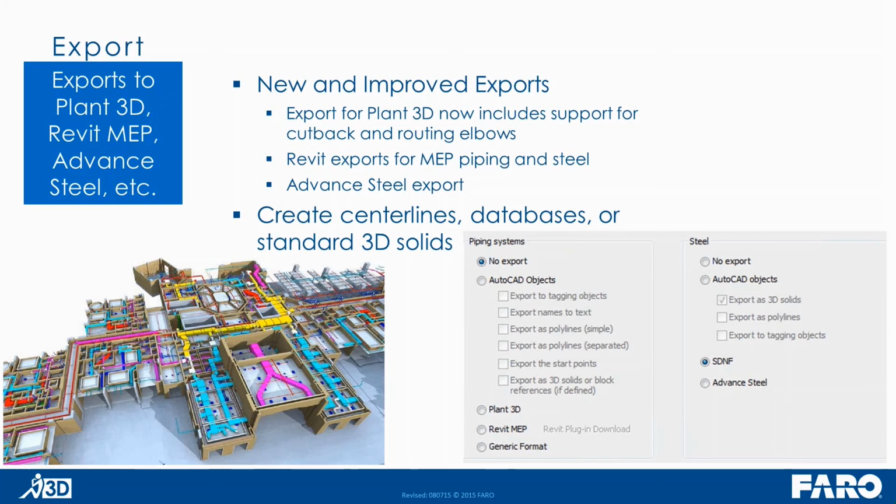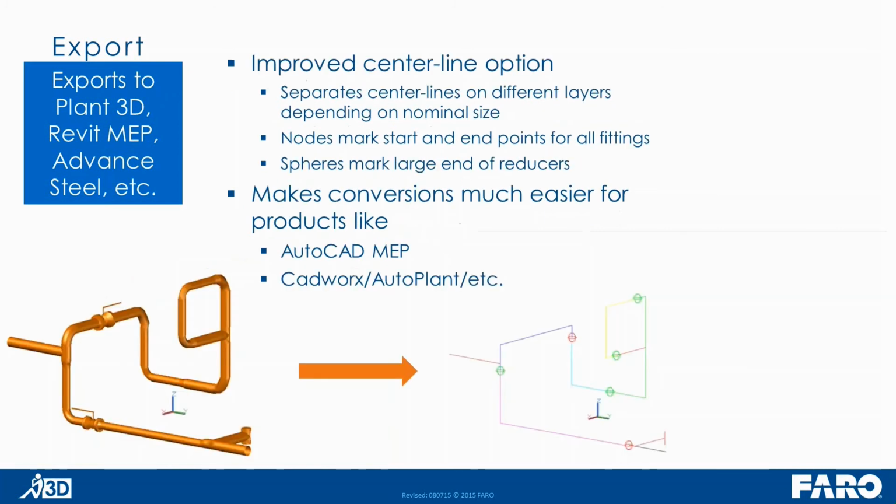But everyone here is familiar that we have the Plant 3D exports. We've actually included cutback and routing elbow support for Plant 3D. We also have the Revit MEP export, and then this is something we're extremely excited about, and you'll see it in a later portion, but we have the ability to create advanced steel objects. As was the case before, you can create your center lines, you can do your standard 3D solids. We've actually changed the center lines up a little bit, and we'll touch on that right now.